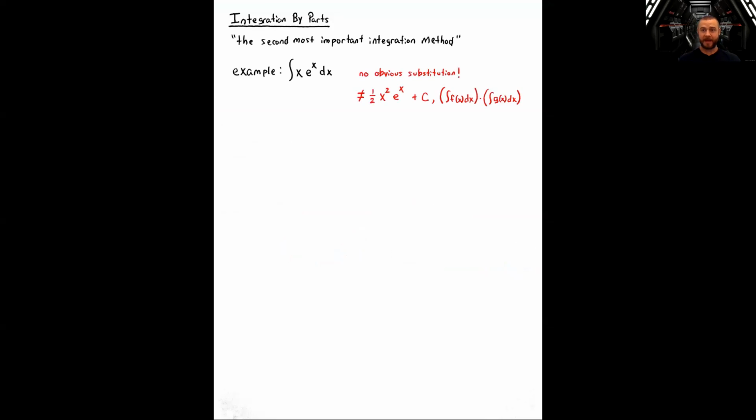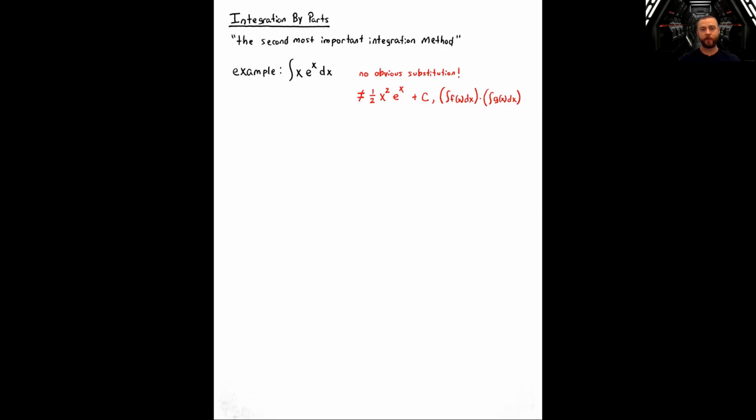Now, we don't have many methods available to us yet. If we try a substitution, nothing seems to work. There's at least no obvious substitution I'm aware of. And unfortunately, we can't integrate each term. If you were to do that, integrating x, you'd get a half x squared. E to the x would integrate to itself. Unfortunately, finding antiderivatives, evaluating integrals, doesn't work that way. We can't integrate each factor and then multiply them together. Hence why integrating is so much harder than differentiating.